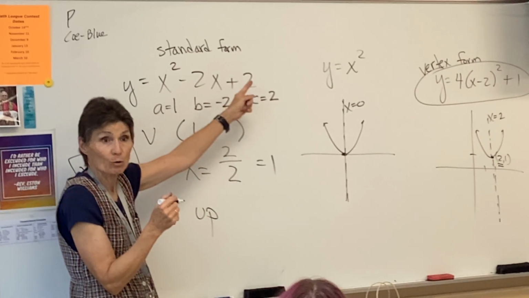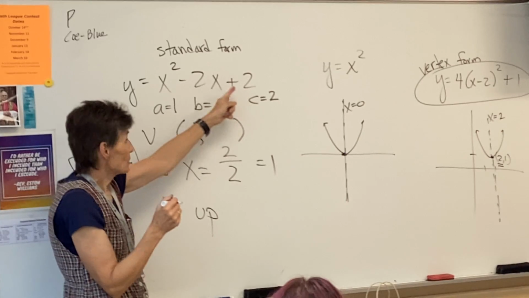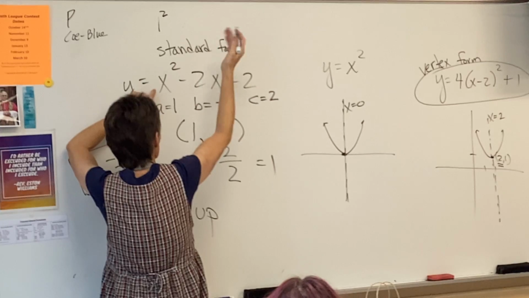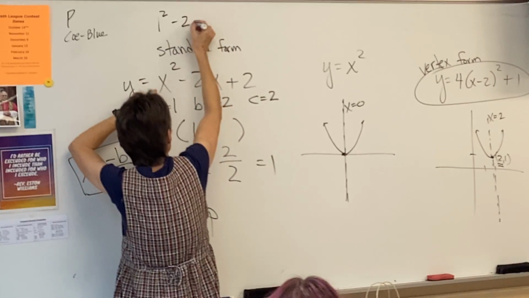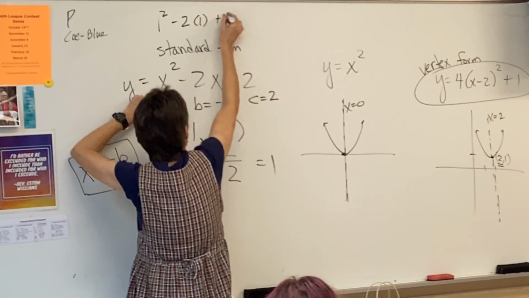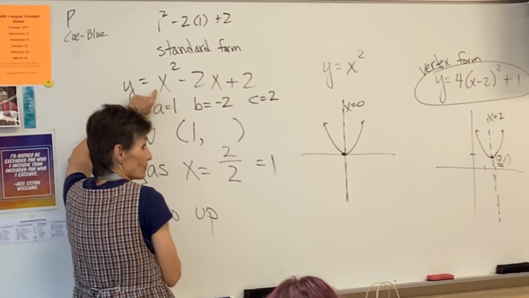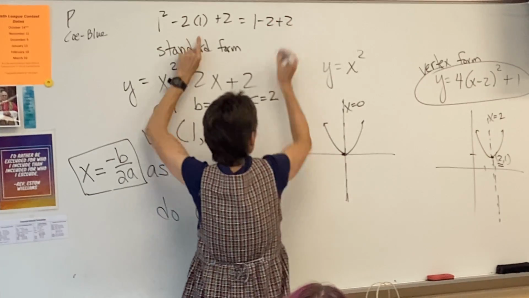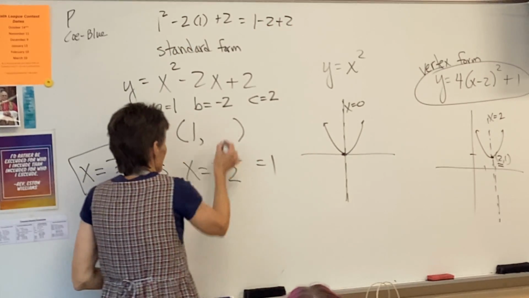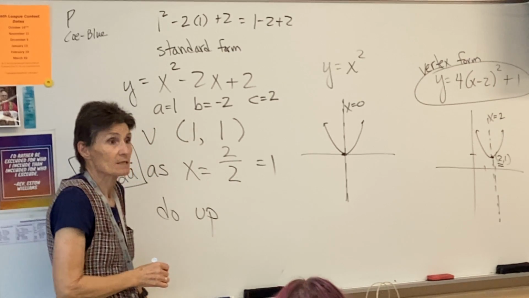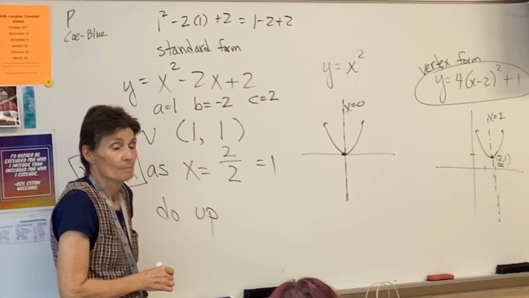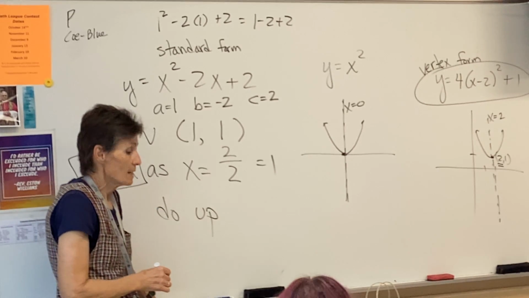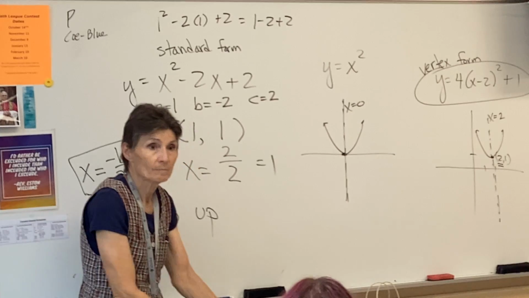You substitute the 1 back into the original equation. So I'm gonna have 1 squared, and you can use a calculator to help you, minus 2 times 1 plus 2. So that's 1 minus 2 plus 2, which is 1. So your vertex is 1 comma 1. Axis of symmetry is x equals 1, and it opens up.